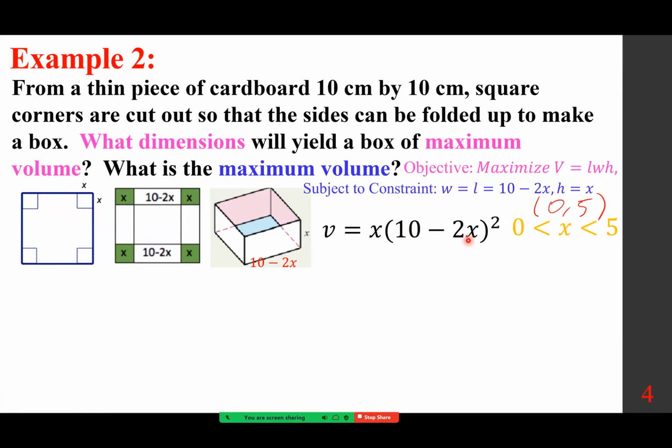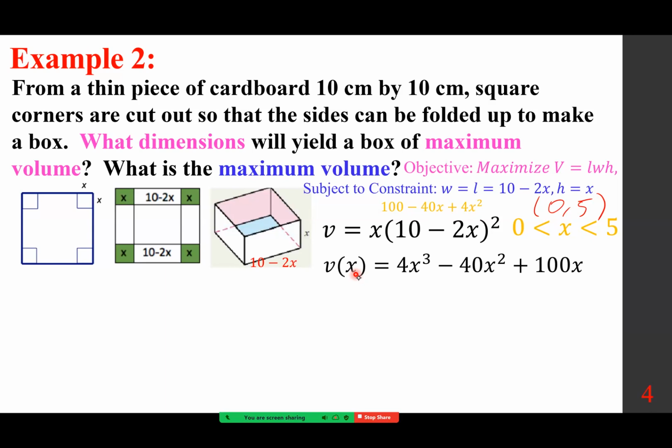We're going to raise this to the second power, which becomes 100 minus 40x plus 4x squared. We're going to distribute the x, we get 100x minus 40x squared plus 4x cubed. We are going to put it in descending order. Therefore, I'm going to put the 4x cubed first. And this, or this one, doesn't matter. It's a function of one variable x.